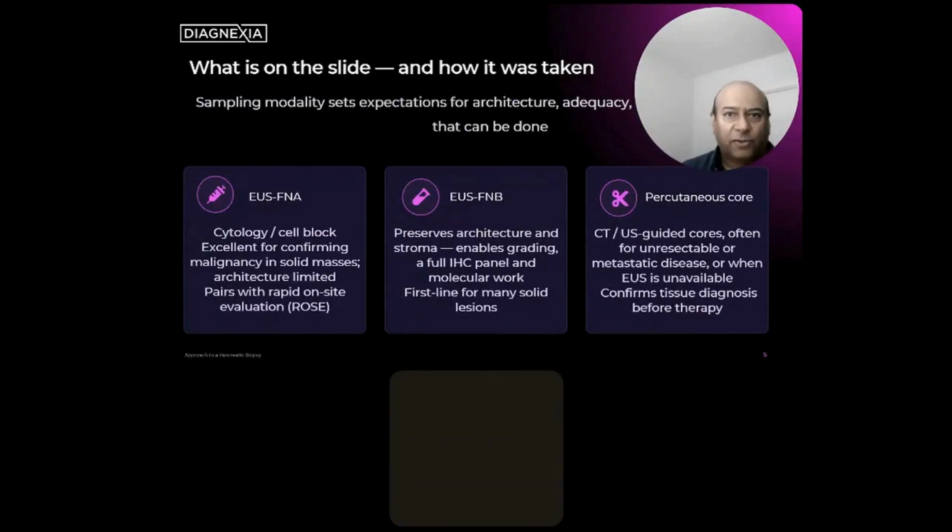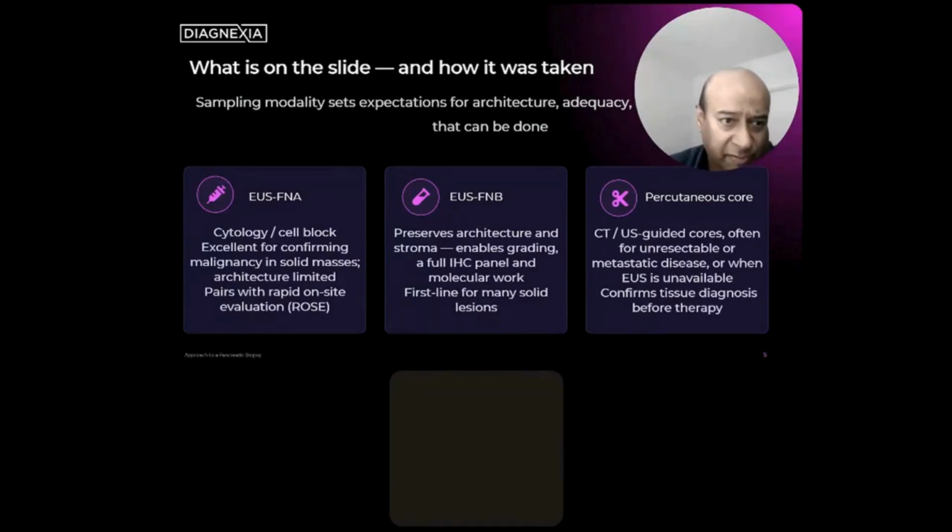So I think when you're confronted with a slide, you need to know how the piece of tissue was taken. Because the way the tissue has been sampled really, as I say, sets the expectations for how you will assess the architecture, adequacy of the tissue, and then ancillary tests. And oftentimes, because tissue is limited, ancillary tests are often resorted to.